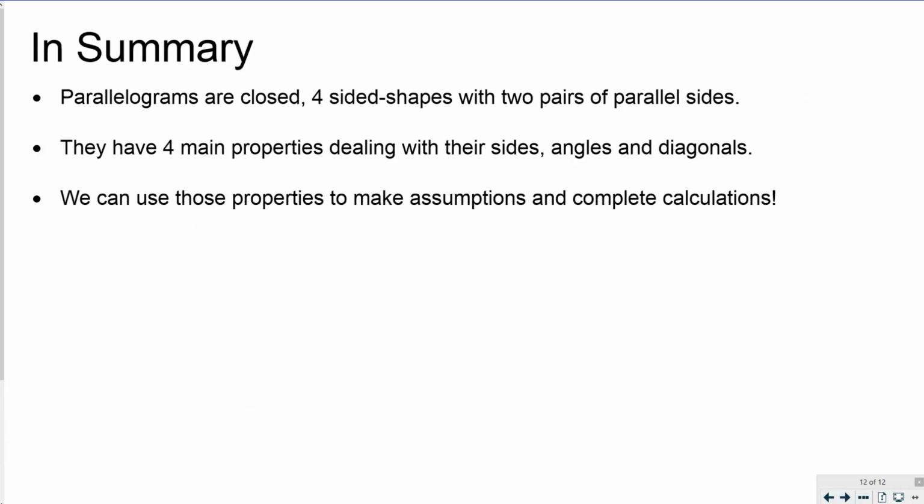So that's it, guys. Parallelograms are closed, four-sided shapes with two pairs of parallel sides. They have four main properties dealing with their sides, angles, and diagonals, and then we use those properties to make assumptions and complete our calculations.